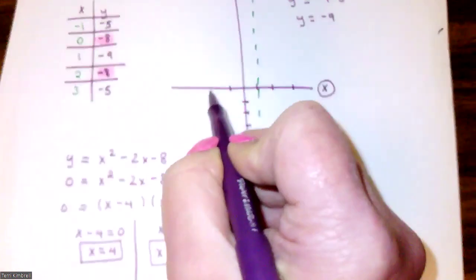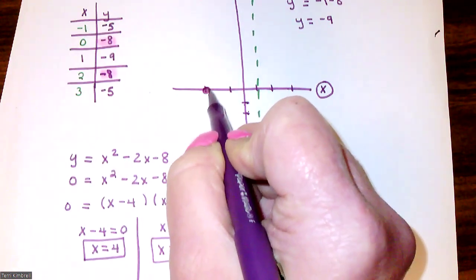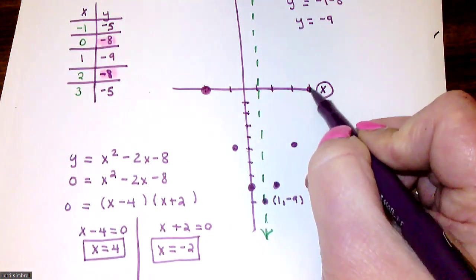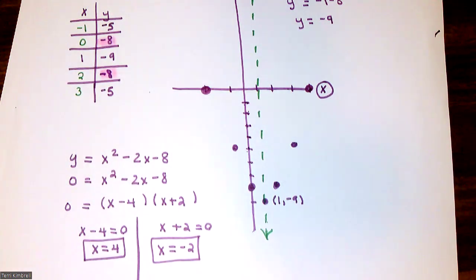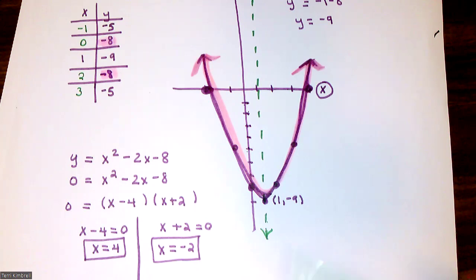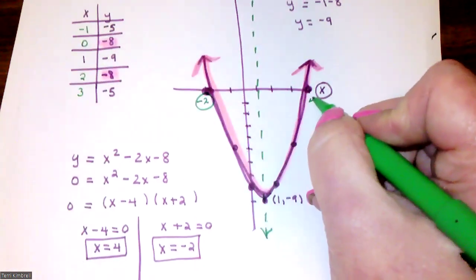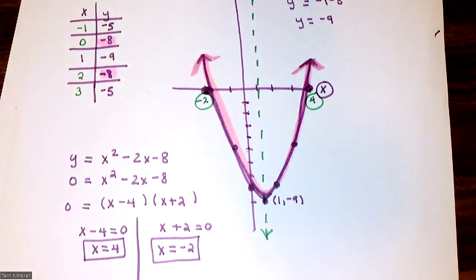So when I go over to my graph and I put a point at negative 2, and then I will put a point at 4. That is where the parabola would touch your x-axis. So right here would be a solution, and right there would be a solution.